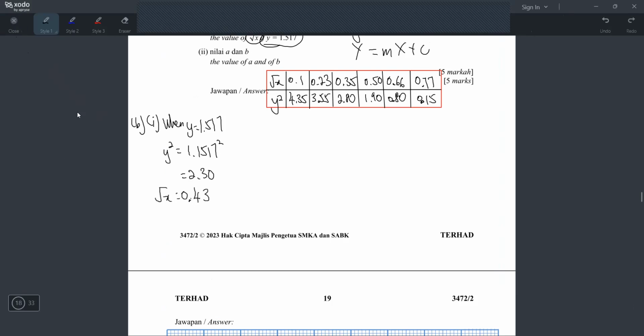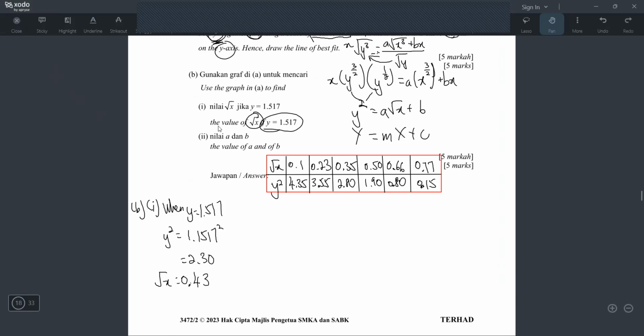But what does the question want? The question wants you to find what? The value of square root x, right? It means we're done already, that's the answer.